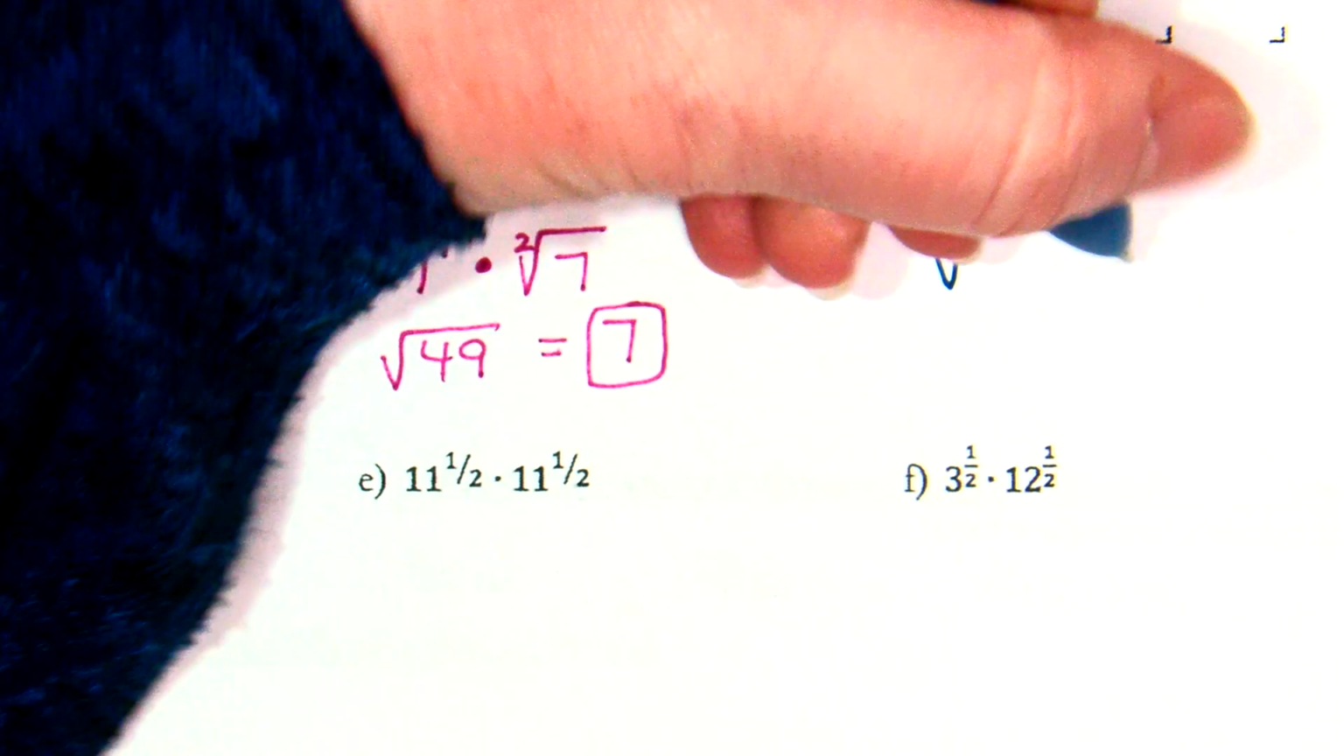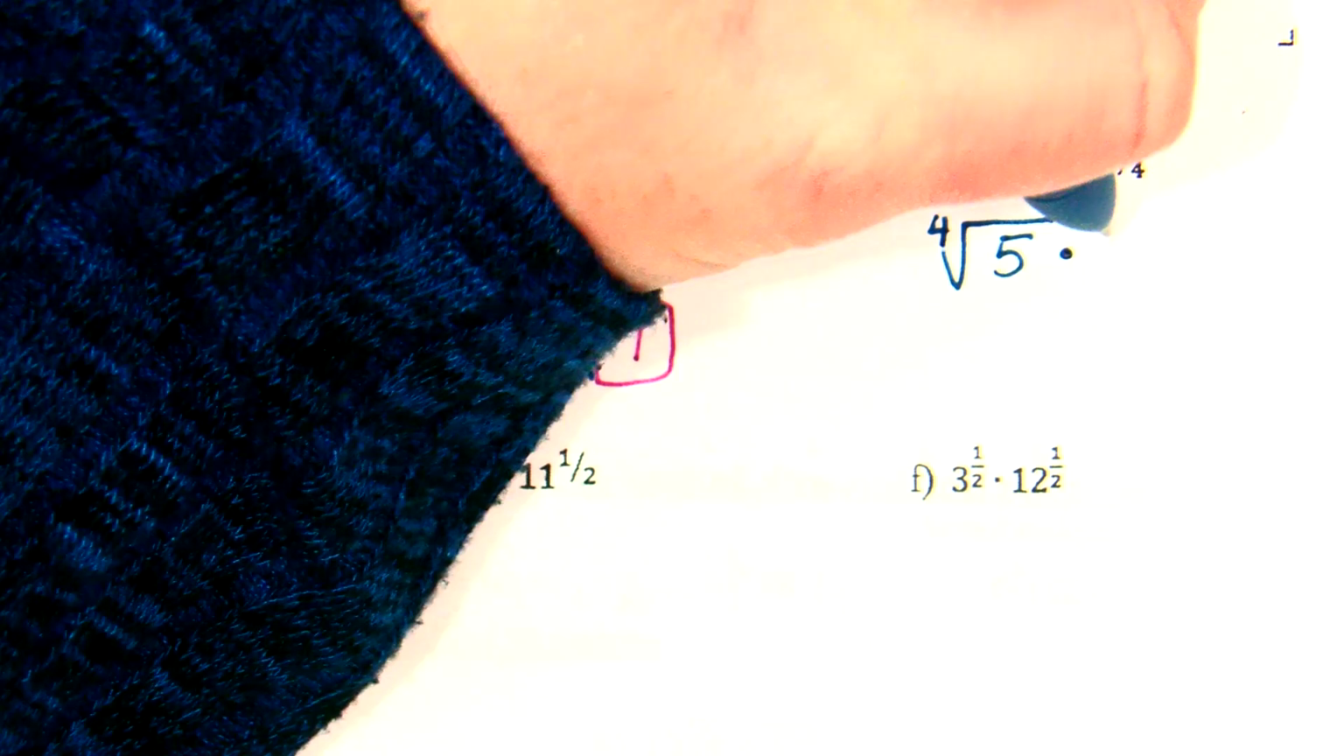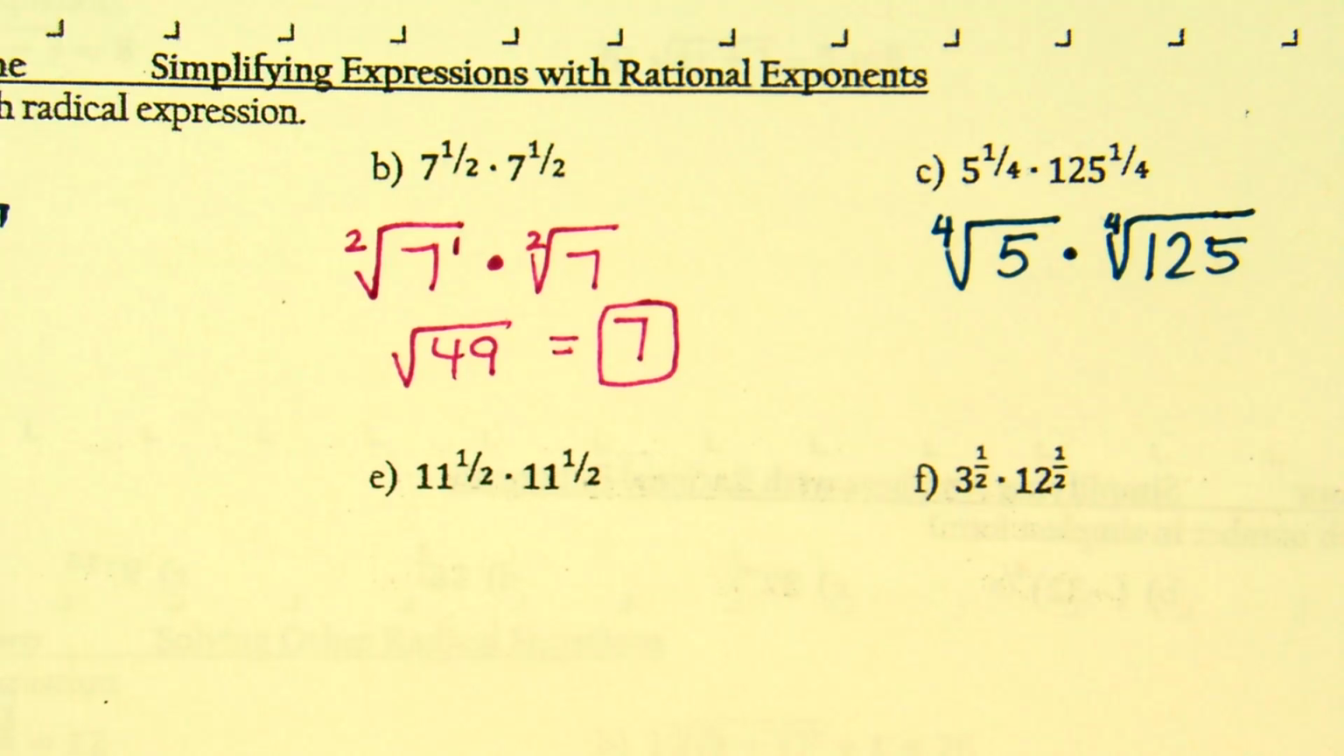Can I multiply those? Yeah. In order to multiply them, they just have to be the same roots. These are both 4th roots. So the 4th root of 5 times the 4th root of 125 is the 4th root of 625.